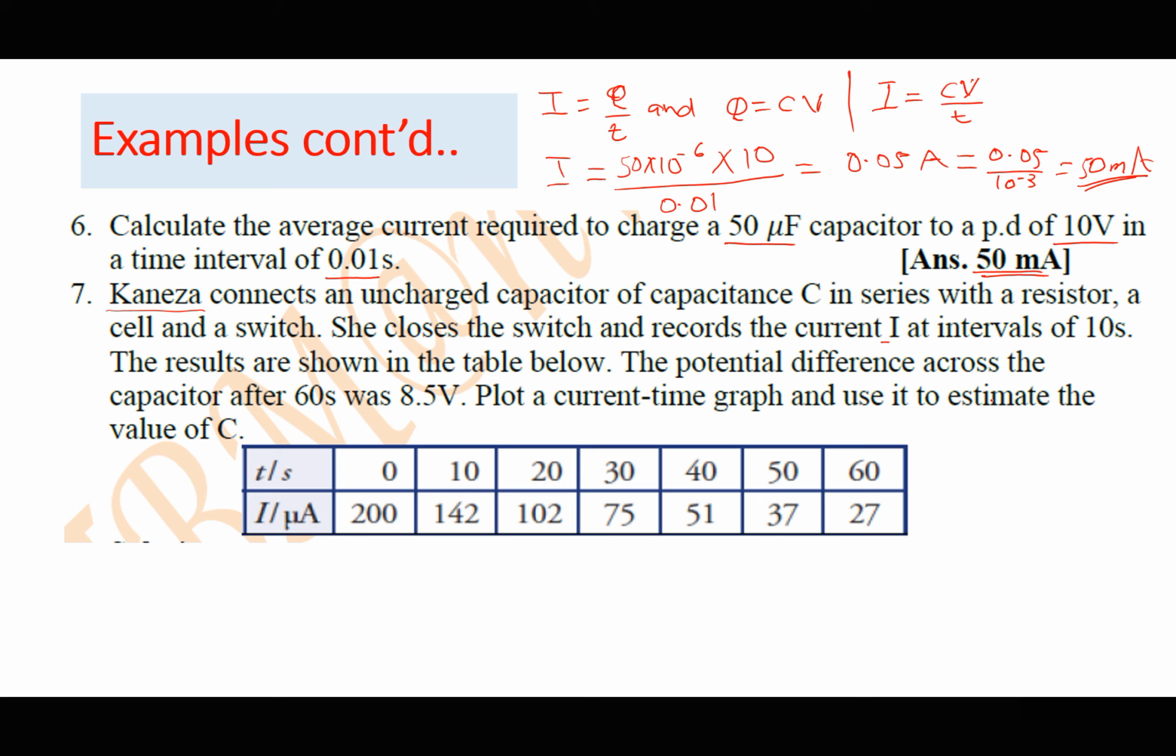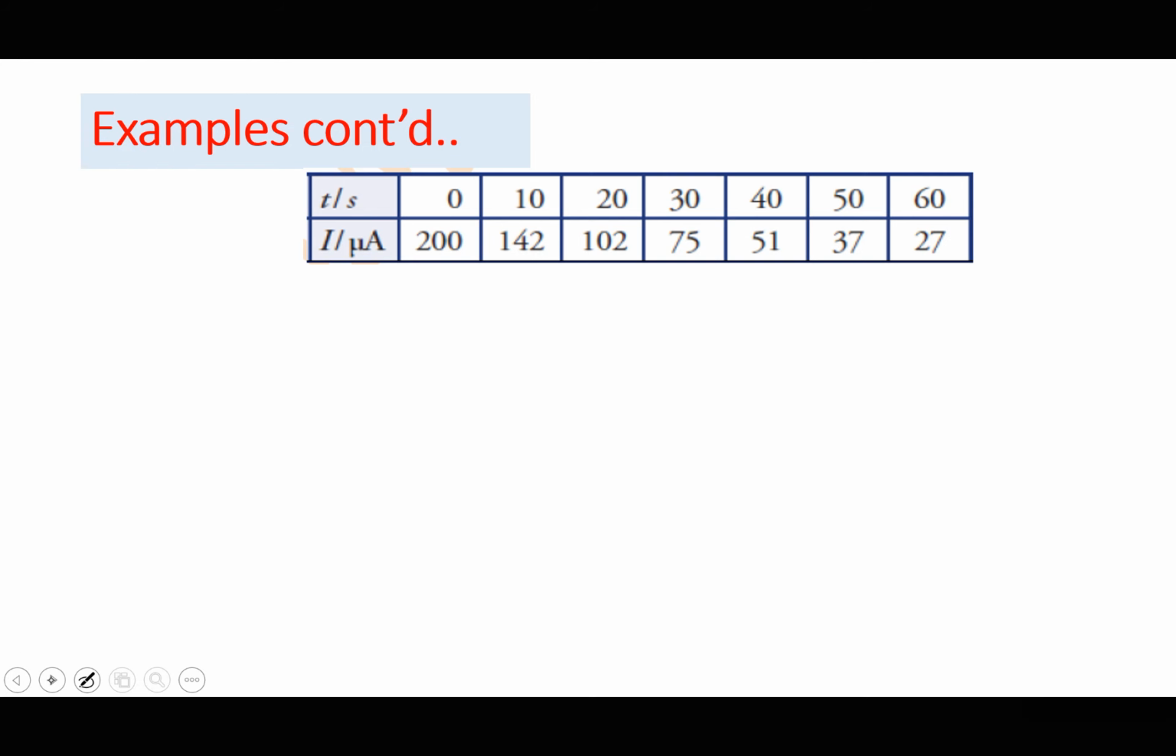The potential difference across the capacitor after 60 seconds was given as 8.5. So it means when it is fully charged, the potential across the capacitor is 8.5 volts. Plot a current time graph and use it to estimate the value of C. So we are plotting a current against time graph, and you can try to plot these values and see what you obtain. But I've tried to just plot this.